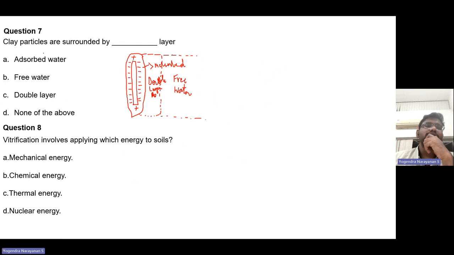Since the question is focusing on the clay particle, asking which layer surrounds it, the preliminary layer will be adsorbed water. Hence, option A is right.